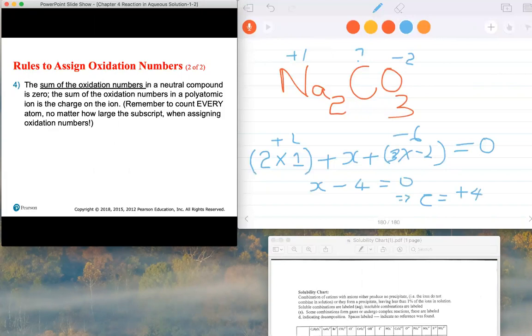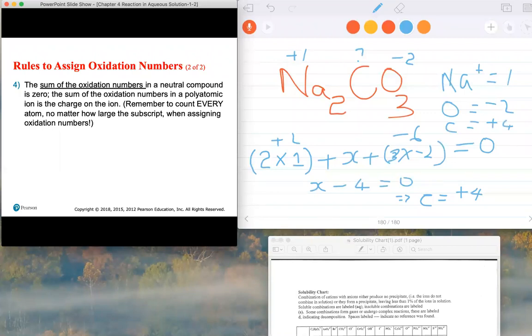So if the question was to find the oxidation state of carbon, I'll equate to 0 and give it that. If it is for all elements, then sodium will be +1, oxygen is -2, and carbon is +4. That's how I've assigned oxidation state using rule number 4. That is how you assign oxidation state.